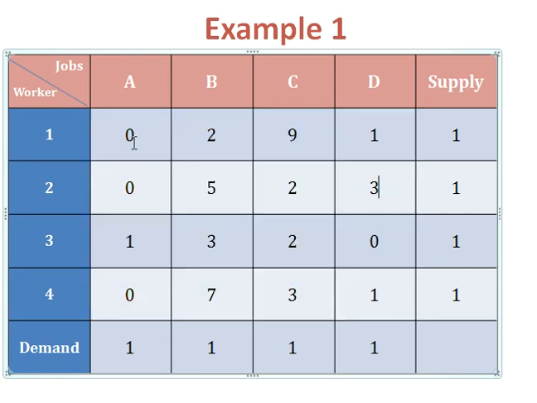Next step is to reduce the minimum value from each column. So for the first column the minimum value available is 0. When we deduct 0 from each element in the first column, it is not going to change. For the second column the minimum value available is 2, so we will deduct 2 from each element of the second column. So this will become 0, this will be 3, this will be 1, and this will be 5.